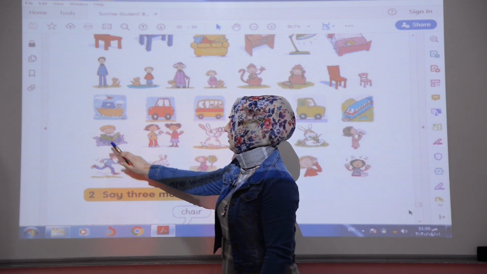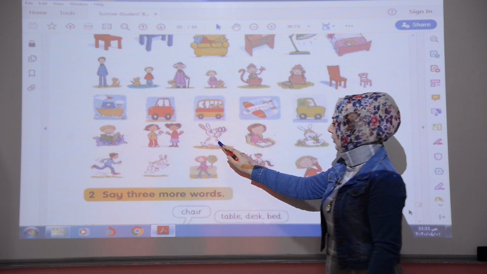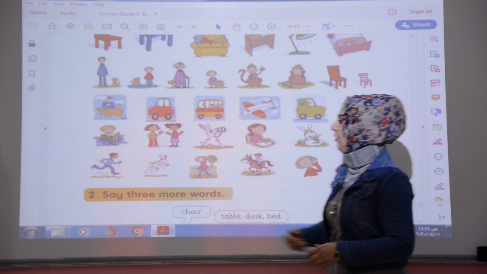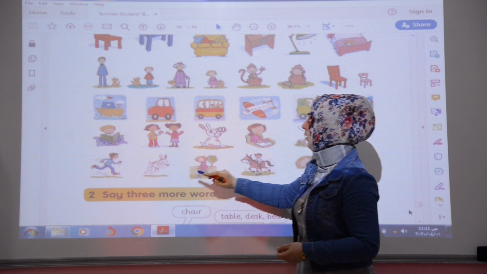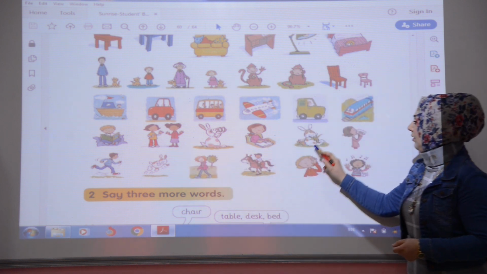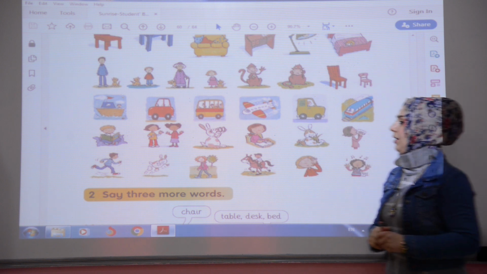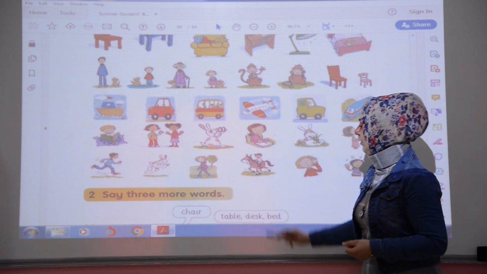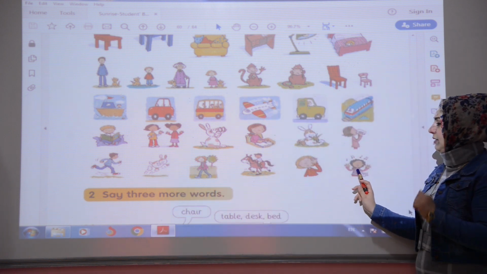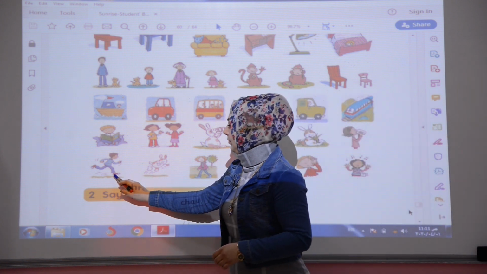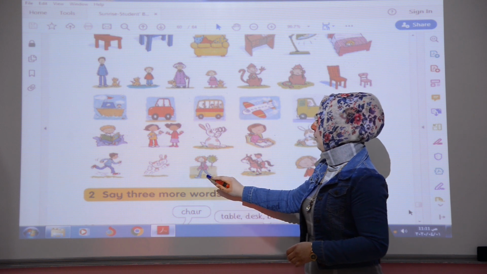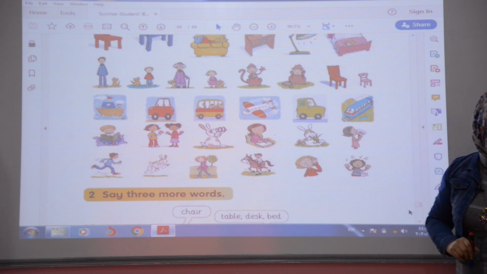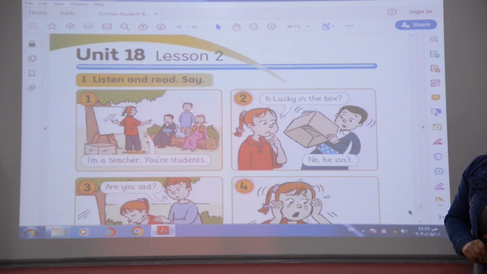Also, we have read, talk, look, write, eat, drink. And you can say reading, talking, looking, writing, eating, drinking, okay? Also, we have run, jump, walk, ride a horse, listen, sing. And you can say running, jumping, walking, riding a horse, listening, singing. Okay?